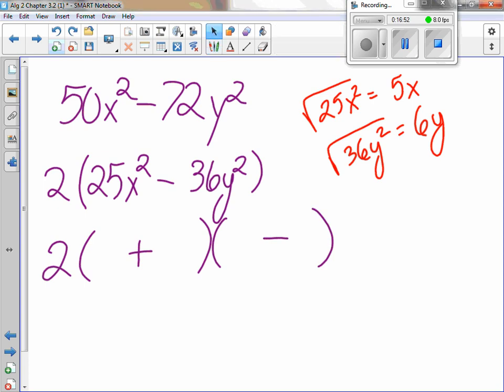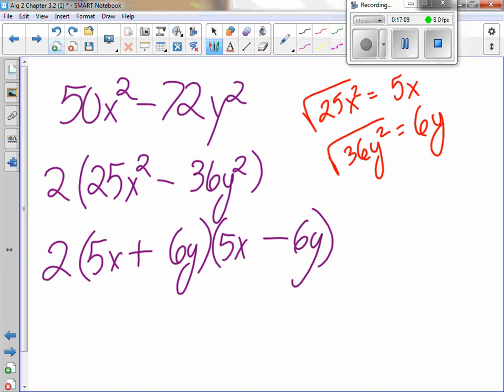So what would be the value of a, the number that goes in the first spots? It would be the 5x, because 25x squared was first. Its square root would go first. So we'd have 5x and 5x. Our value of b would be 6y, so it would go second. Any questions on this here? Any questions on anything we've done so far?